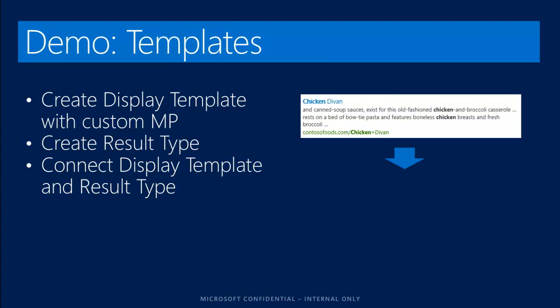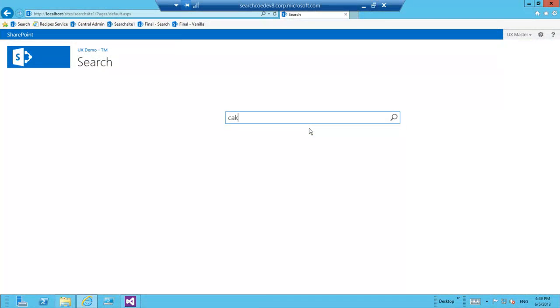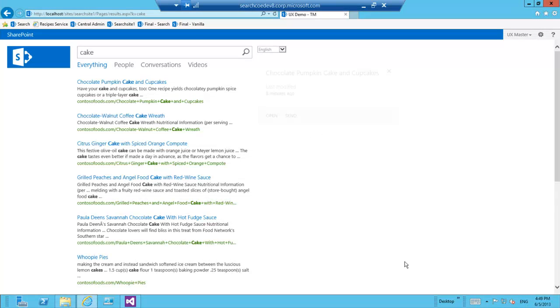Okay, so now we're going to do the simplest possible example. We're going to take the result template and put in the star rating. I'm going to show you how we go ahead and do that. Let me just search the collection first for cake. And now I have the out of the box. This is what I get if I did nothing else.